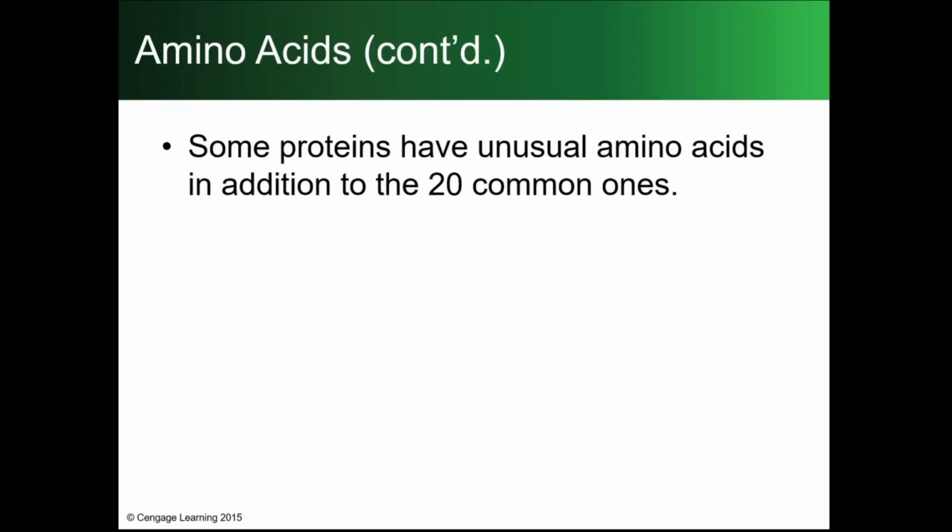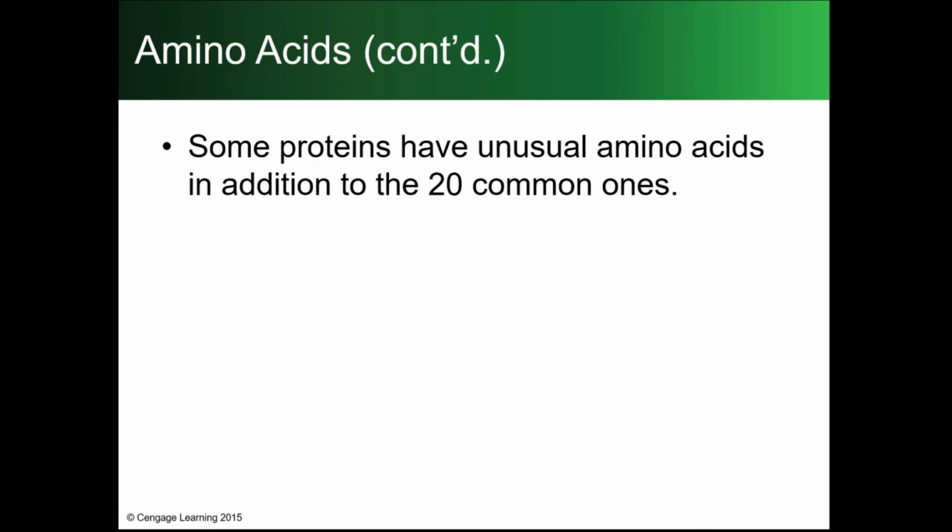Some proteins have some unusual amino acids in addition to the 20 common ones. These rare amino acids are produced by the modification of common amino acids after they become part of a protein. For example, after they have been incorporated into collagen, the amino acids lysine and proline may be converted to hydroxylysine and hydroxyproline. So this is a rare case.